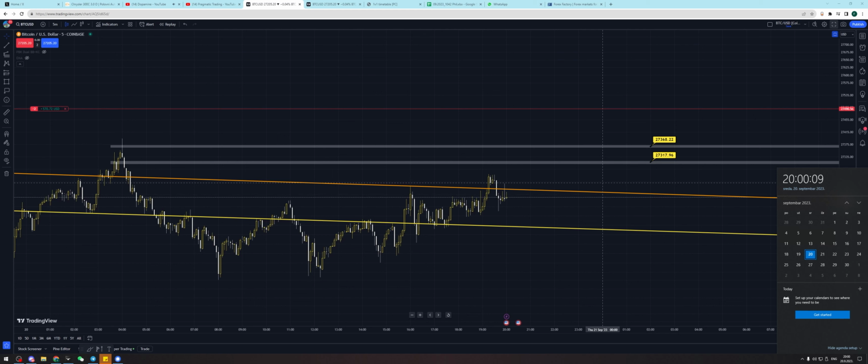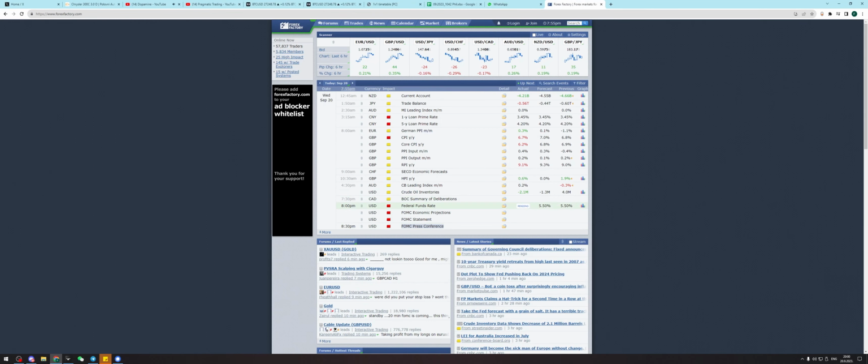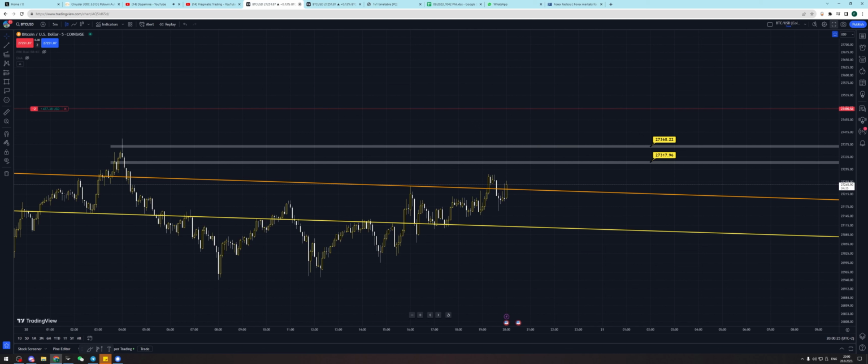Alrighty, this is strange. I've never seen this during the FOMC. It goes up. Oh, no wonder. It goes up. The market wants to go up. Let's see what are the rates pending. Okay.